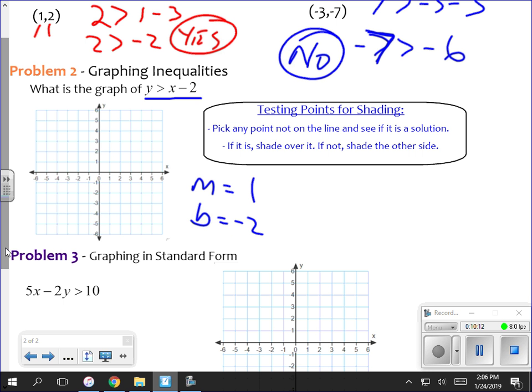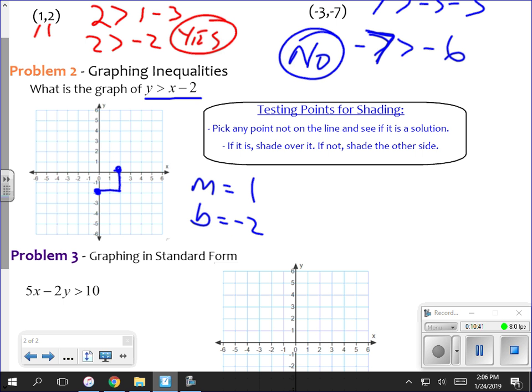The first thing I do is I plot my point, my y-intercept, and I have a slope of 1. And whenever I have a slope of 1, I don't like to go over 1 and up 1. I like to go at least 2 and up 2. As long as the amount I go over and the amount I go up is the same, it's still a slope of 1. But I don't like to go over 1 and up 1 because the points are really close.